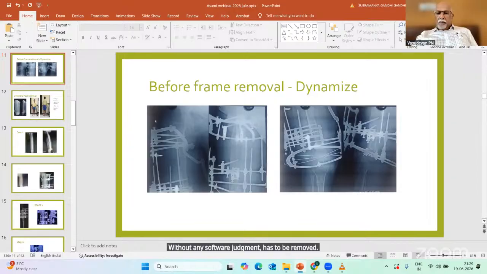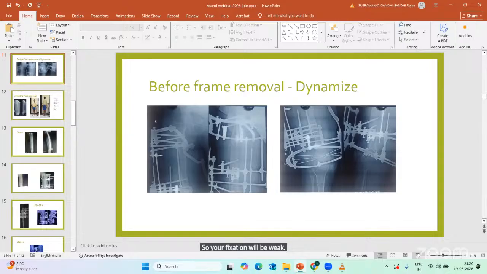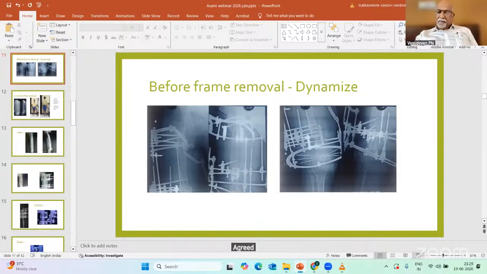Yes, sir. And the most important point is the gap. We have been told to maintain the length. If you maintain the length, the instability will be more. So your fixation will be weak. Agreed?